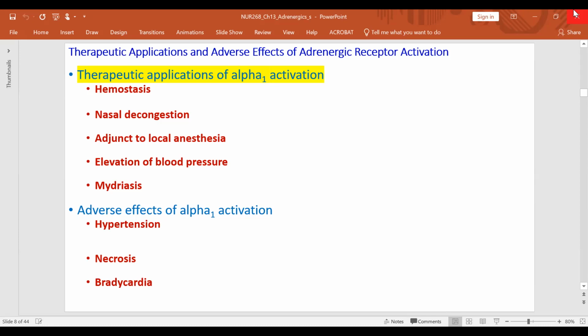The treatment for this would be an alpha-1 blocking agent. The alpha-1 agonist will result in extravasation and necrosis, and the treatment would be to administer a drug called phentolamine, which is an alpha-1 blocking agent. So it's an alpha-1 inhibitor to treat the extravasation resulting from the alpha-1 agonist. The last adverse effect of alpha-1 activation would be bradycardia, which is a response to the vasoconstriction and elevated blood pressure. This is the baroreceptor reflex, in which there will be bradycardia in response to the vasoconstriction and elevated blood pressure.